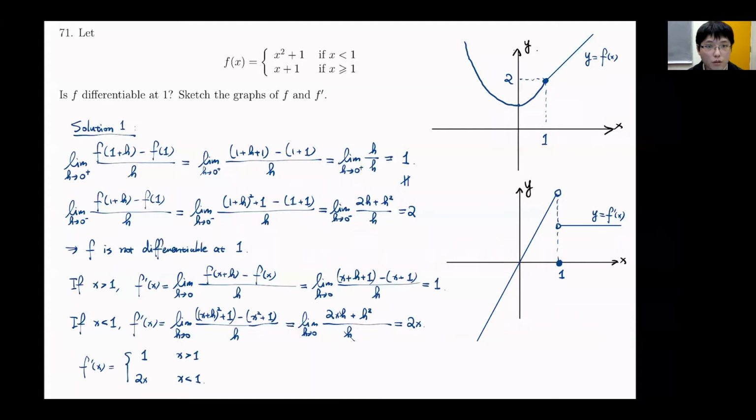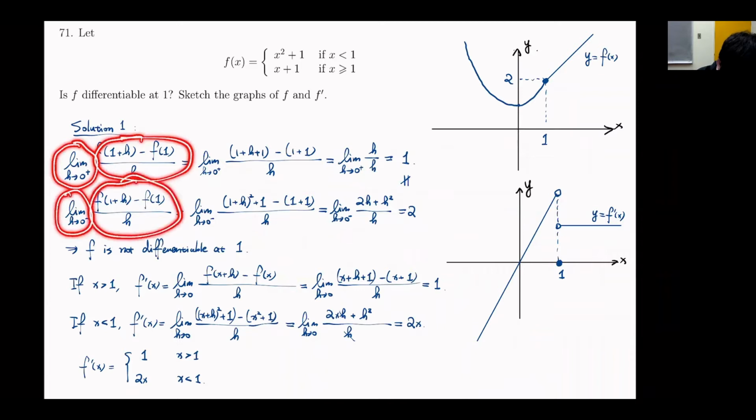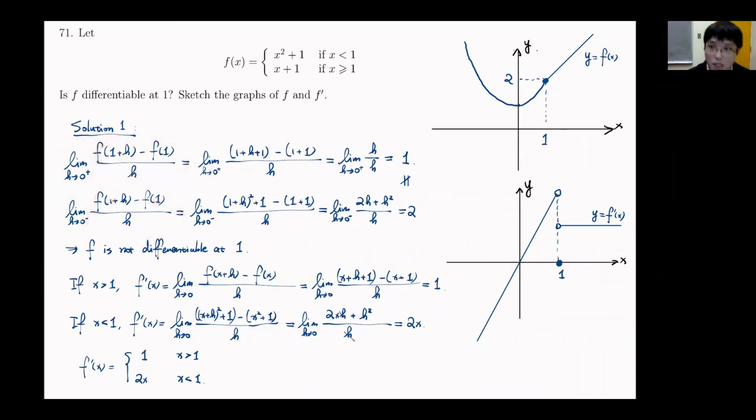Okay, so this concludes the first solution of problem 71, and you see that in this solution, we are basically following the definition of the derivative very carefully. So we just investigate if the left-hand limit of the difference quotient and the right-hand limit of the difference quotient at x equals 1 exist, and we found that this limit does not exist. So f is not differentiable at the number 1.